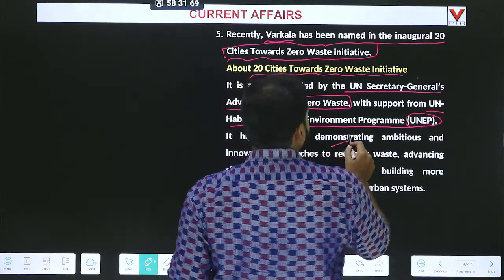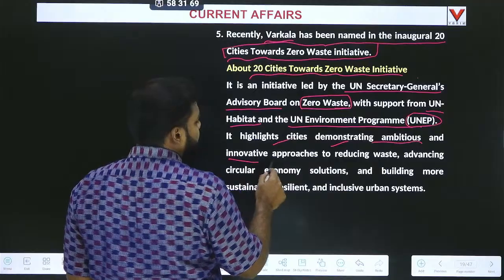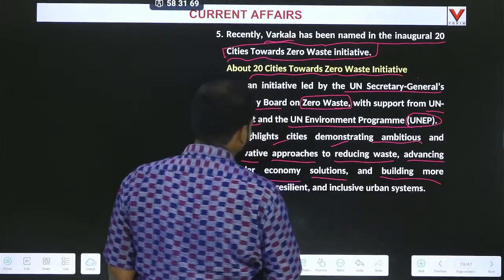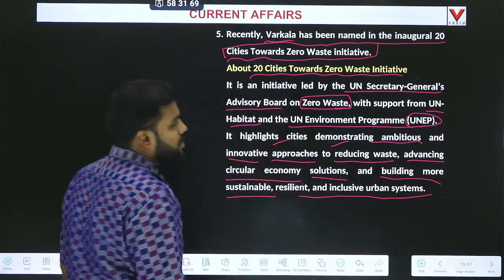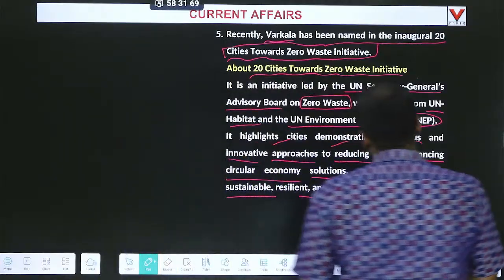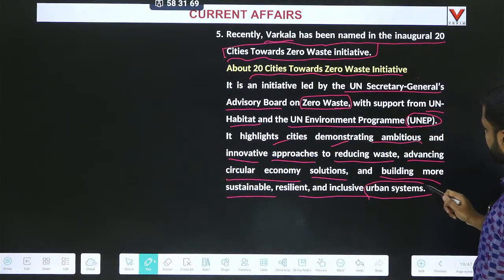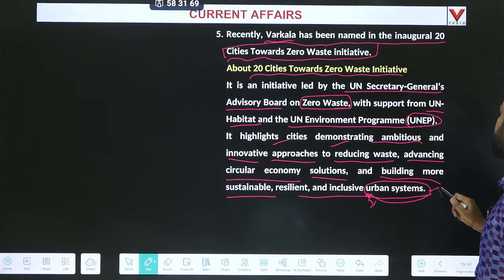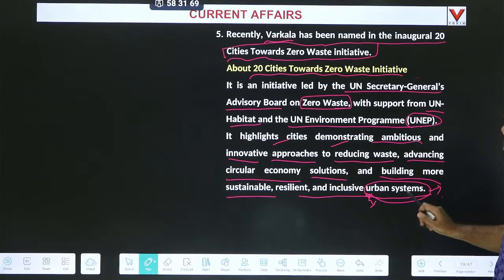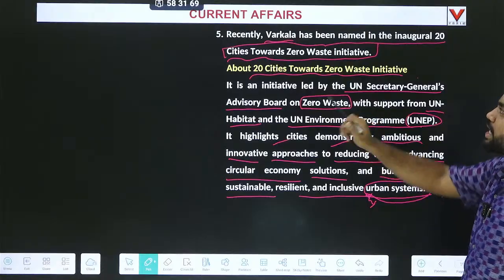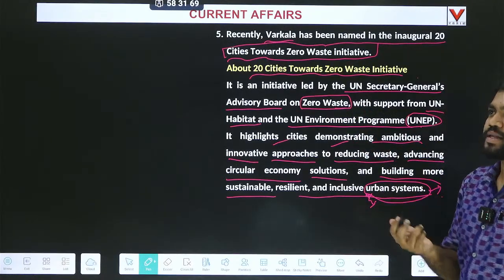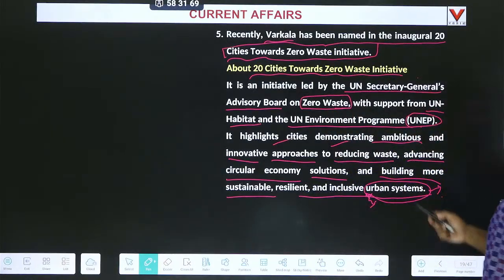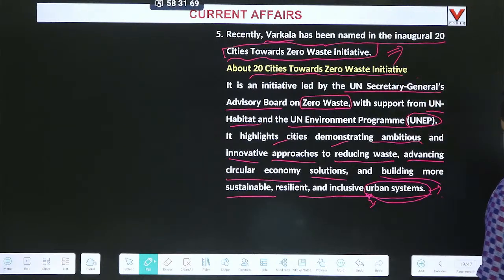It highlights cities demonstrating ambitious and innovative approaches to reducing waste, advancing circular economy solutions, and building more sustainable, resilient, and inclusive urban systems. In urban areas, waste management is a very large question as of now. Okay, a very large challenge as of now also, right? If the zero waste initiative can be successful in Varkala, it can be replicated in different cities, right? That's why Varkala is the inaugural city, right, in Kerala.